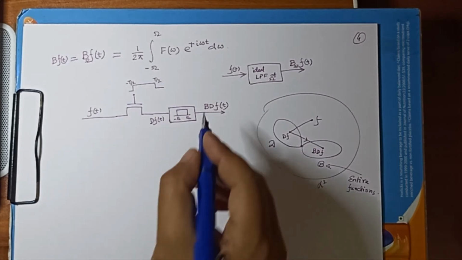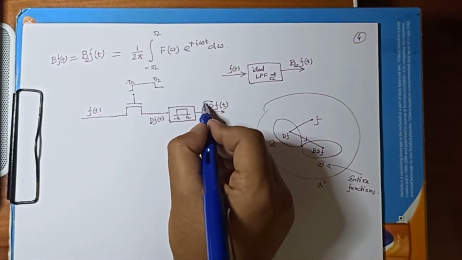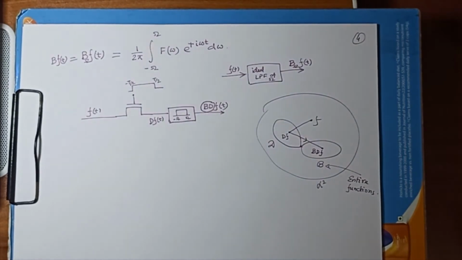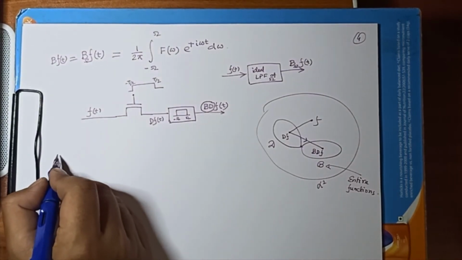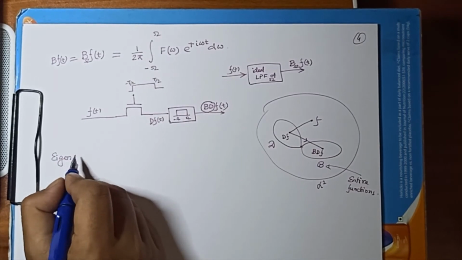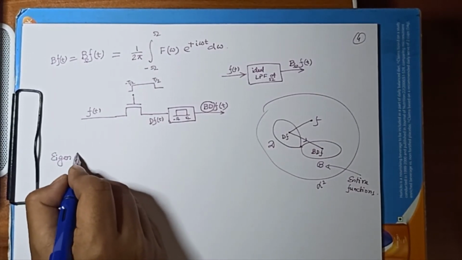So we want to basically understand this operation first, this BD operation, what it does to a function. We basically want to do eigenanalysis of this particular operation BD. So before actually going to eigenanalysis, let us first understand what eigenanalysis does.